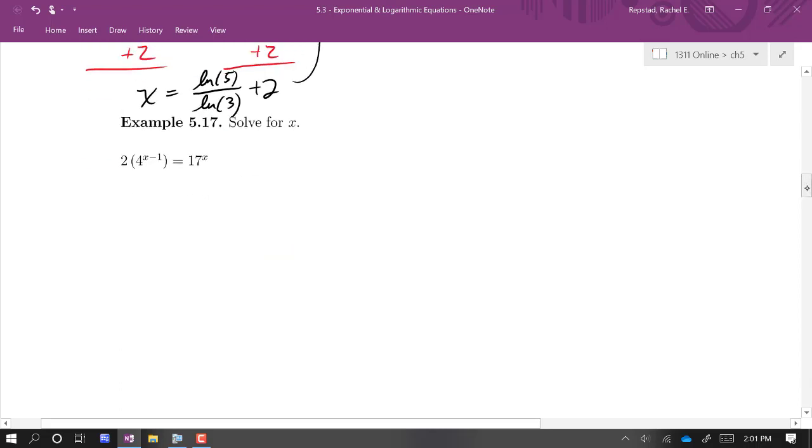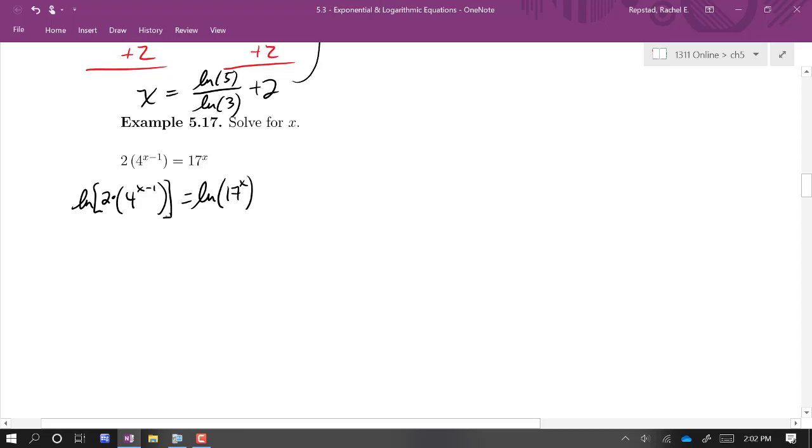This next one's a bit more challenging. We're going to solve this one. Notice that we have our unknown trapped up as an exponent on different bases on both sides of this equation. So I'm going to start by taking the ln of both sides. All right, so now it looks like this.